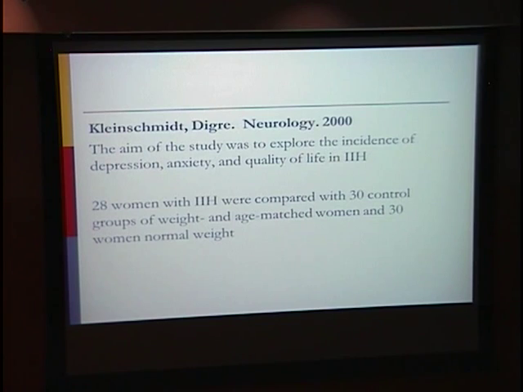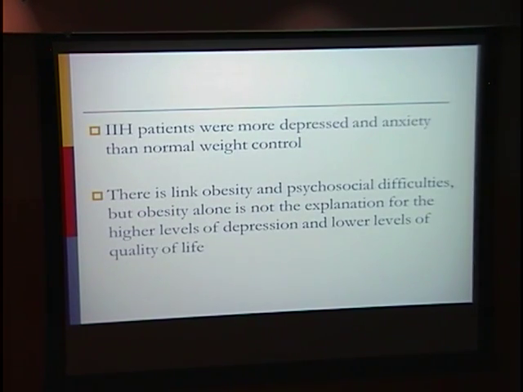Klinschmidt and Kathleen De Green were the first to look and to explore the incidence of depression and anxiety and quality of life in IIH. They checked 28 women with IIH and compared them to 30 control group. What they found is that IIH patients were more depressed and anxious than the normal weight control. There is a link between obesity and psychological difficulty, but obesity alone doesn't explain the depression and lower level of quality of life.